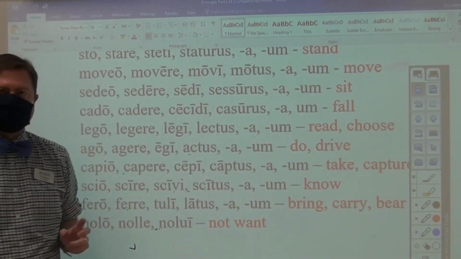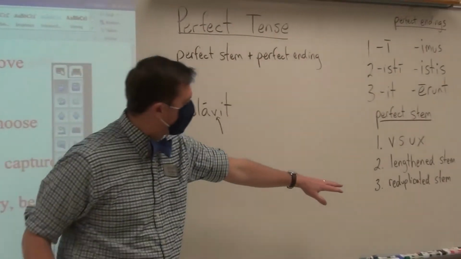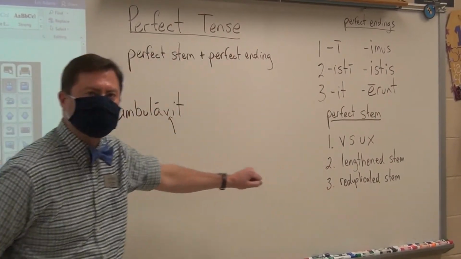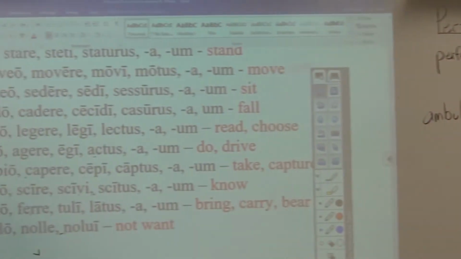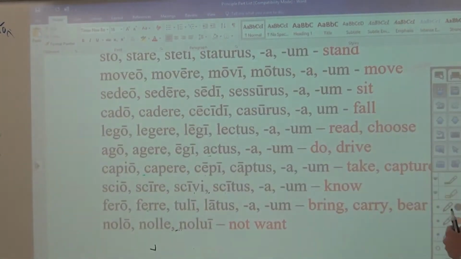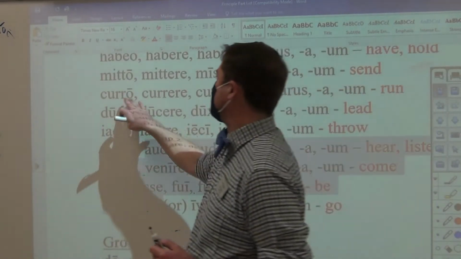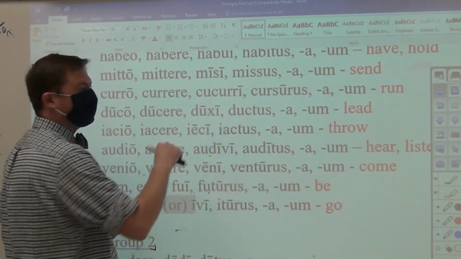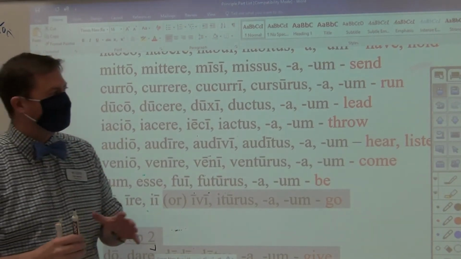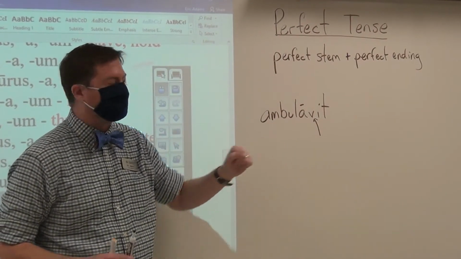A third way that you will recognize a perfect stem is that sometimes it is what we call reduplicated. For example, look at the verb to fall. Cado, cadere, cecidi. In the first group of principal parts, look at the verb to run. Curro, currere, cucurri. And so it's reduplicated. But the most common is that V-sucks that you see very often.